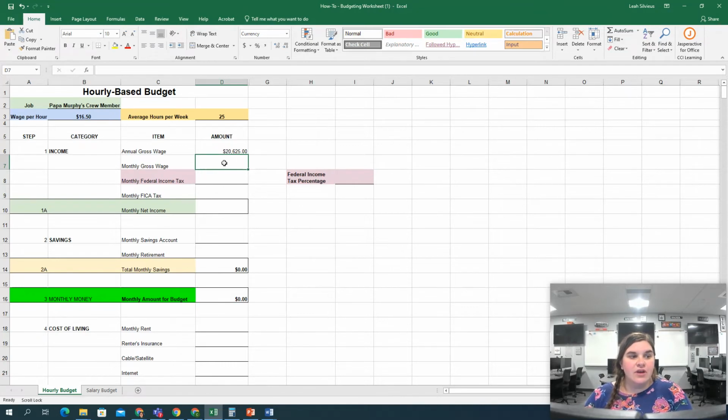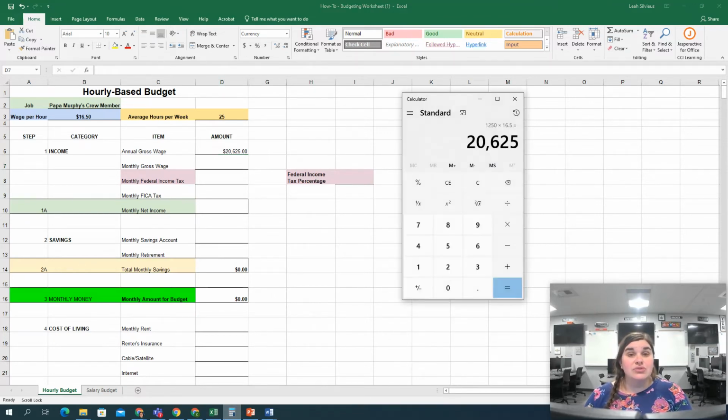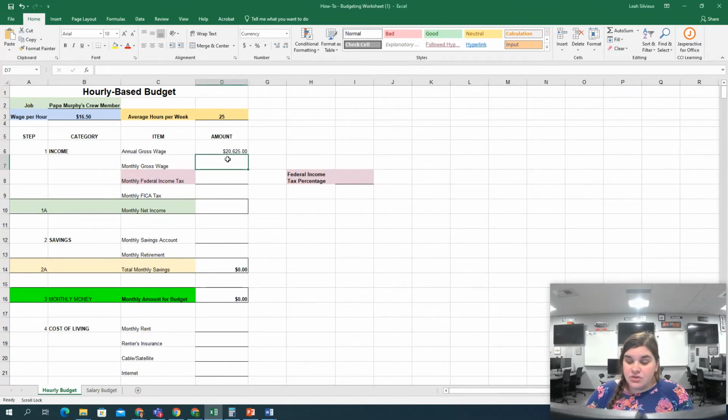I'm then going to need to figure out how much I make on a month. Now, if you know how to use Excel, you can make it do it automatically using the equal sign and creating a function. I can also just do it on my calculator for those of us that don't know how to do it, which is perfectly okay. And I'm going to divide this by 12, which would be my monthly gross wage because there's 12 months in a year. So I'm going to make $1,718.75.